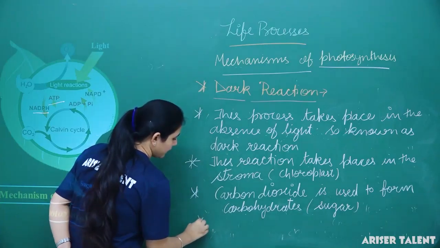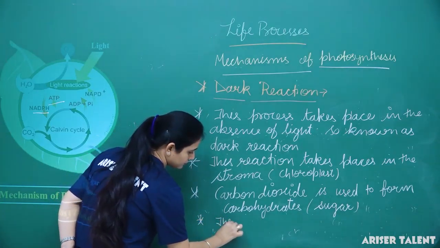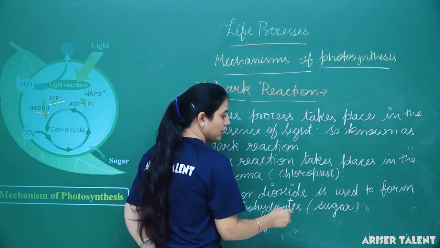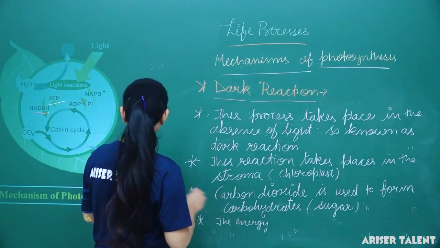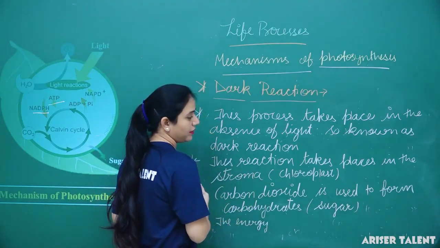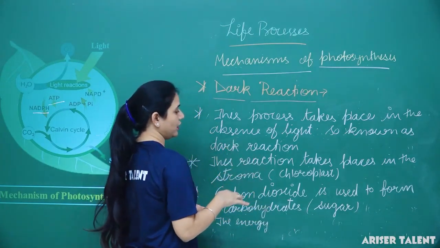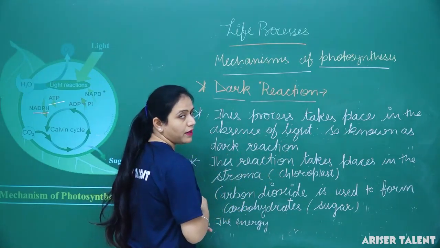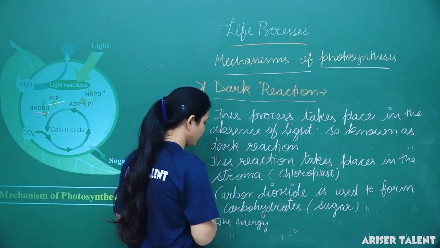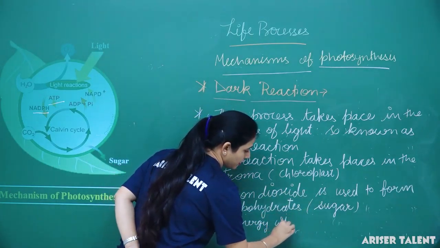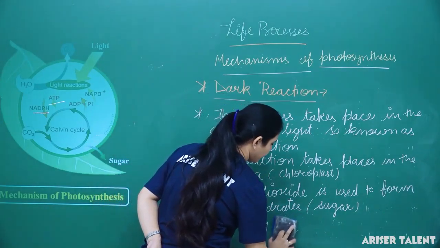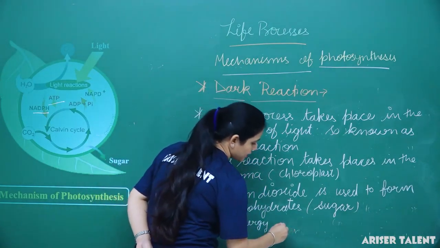Okay, and the energy as well as oxygen is released in the light reaction. But whatever carbon dioxide is present in the atmosphere is utilized by the stroma part of the chloroplast during the dark reaction, and carbohydrates like sugar are formed.